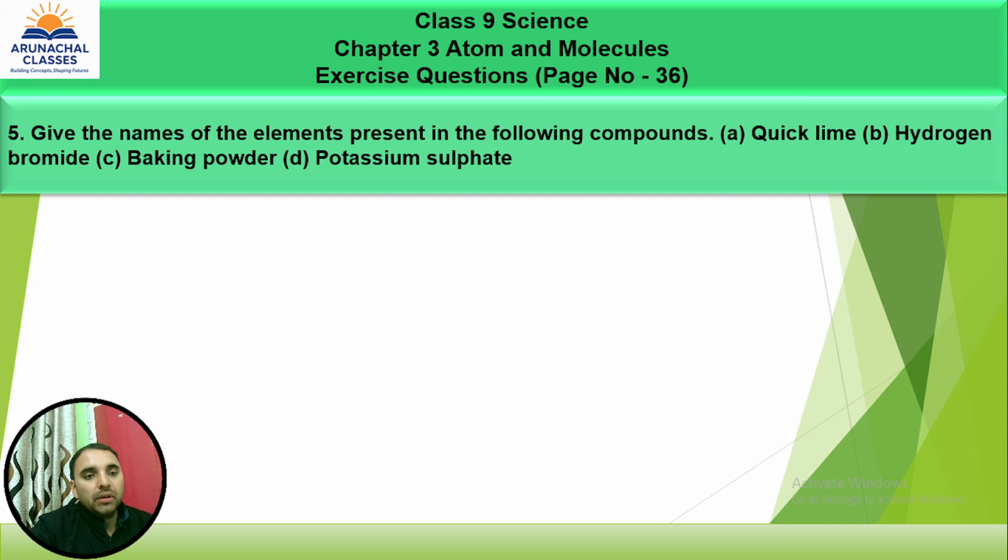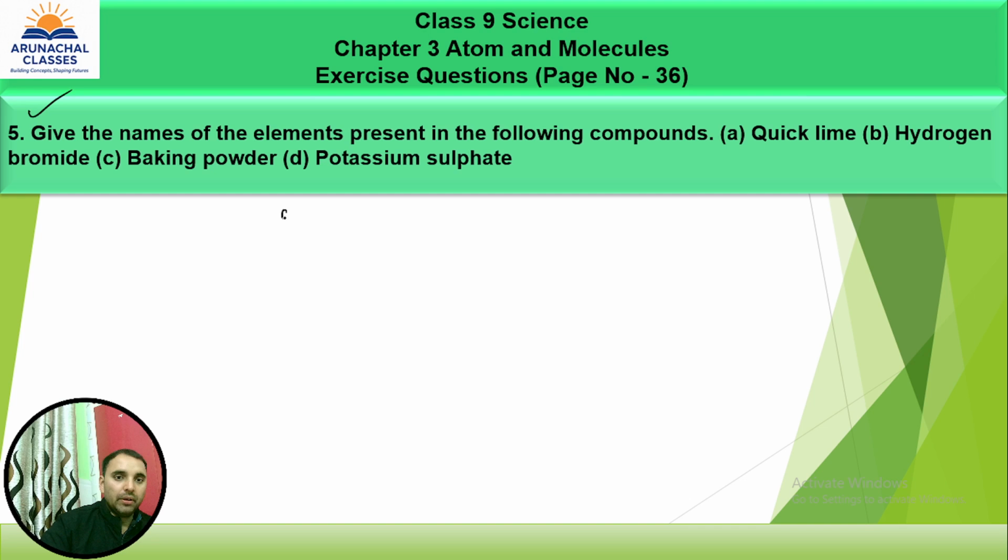You are observing here question number 5, which is an exercise question given in page number 36 of chapter 3, Atoms and Molecules. The question is: give the names of the elements present in the following compounds.